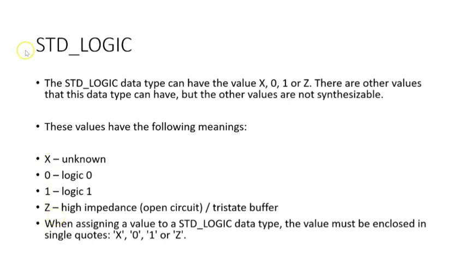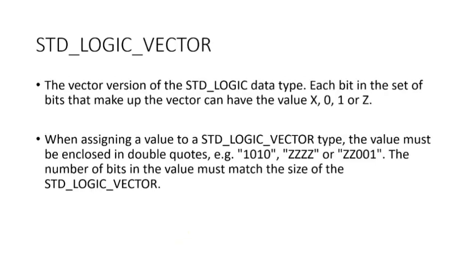Z is not a data type, it is a value. Std underscore logic is the data type, and this data type can have these 4 values: X, which is unknown; 0, which is corresponding to logic 0; 1, which is corresponding to logic 1; Z, which is corresponding to high impedance. While giving the values, again you have to give them in single quotes. X should be given in single quotes, 0, 1, and Z also in single quotes. So that is Std logic.